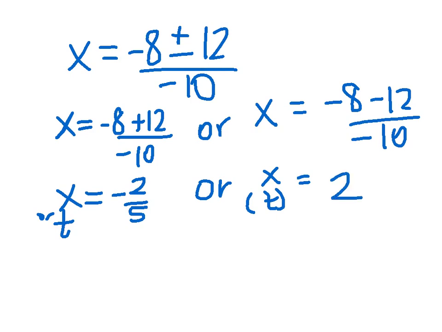Now, much like in the case of the rectangle and the triangle problems, I can't measure time negatively. So my answer in this case would be this one, because it is the positive answer. So what it means in the context of our situation is that the ball will strike the ground 2 seconds after it is thrown.